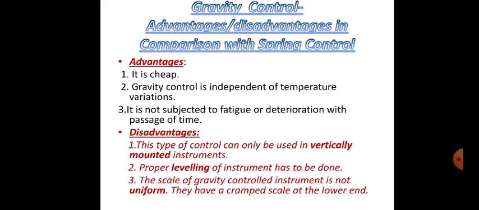And the third and the most important disadvantage is that we have discussed previously, that in case of gravity control, as the controlling torque is proportional to the sine of the angle of deflection, the scale will not be uniform, unlike that of spring control instrument. The scale will be cramped at the lower end and equally spaced at the higher end. Now this makes the reading of these instruments more tedious than in case of spring control instruments. So these are the advantages and disadvantages of gravity control in comparison with spring control.